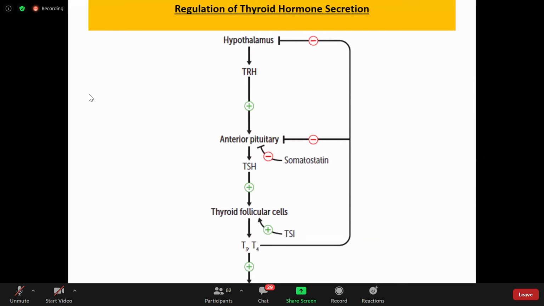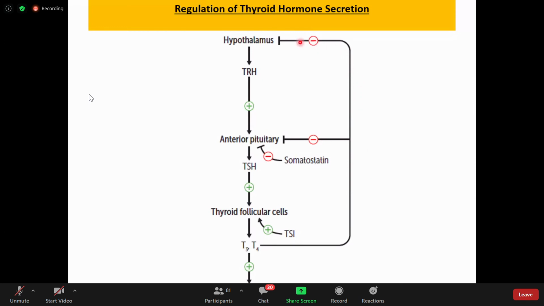the target cells. Now, this T3, T4 can have a negative effect directly on the anterior pituitary, where they would downregulate the receptors of the TRH. So the receptors of TRH are downregulated in the anterior pituitary. So what would happen? Even if you have the TRH, the anterior pituitary is not going to secrete the TSH. So there is a negative feedback of free T3, T4 to affect the anterior pituitary, where they are going to downregulate the receptors for the TRH.